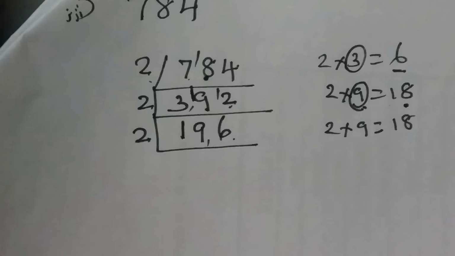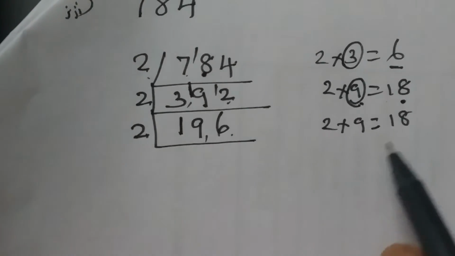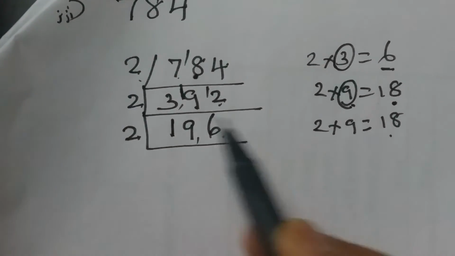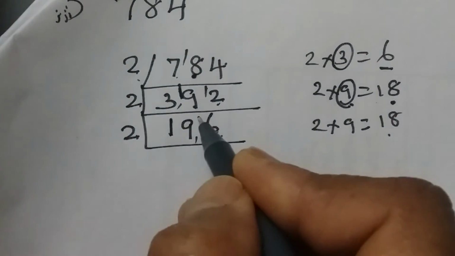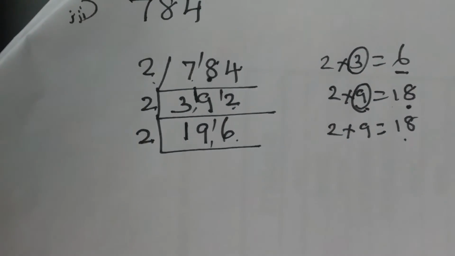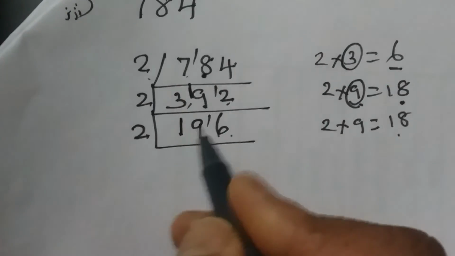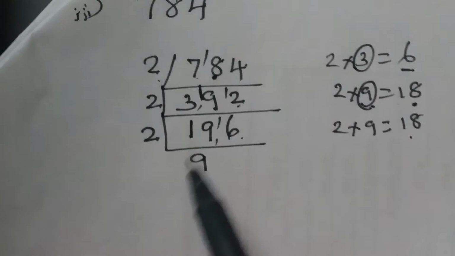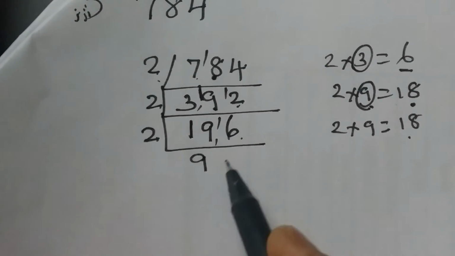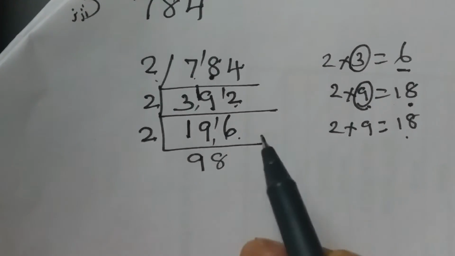So 196, it is 19 we take. 2 9's are 18. After 18, count till 19. After 18, 19. 1 is the remainder. Carry with 6. I'm sorry, I have not written the quotient here. So 2 9's are 18. After writing the quotient, carry 1 with the 6. It becomes 16. So 2 8's are 16.